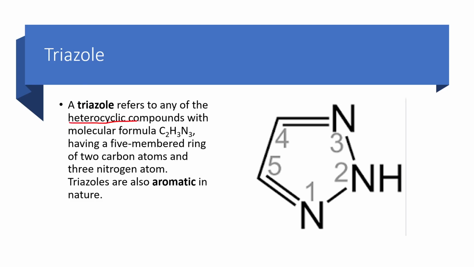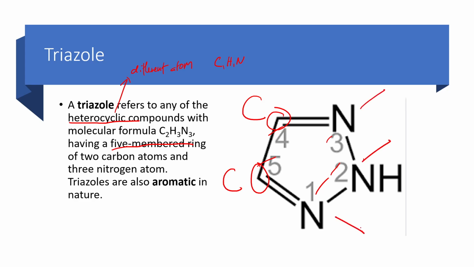It is a heterocyclic compound, so it means it is made out of different atoms, in this case C, H, and N. So it qualifies as a heterocyclic compound. Next, it is made out of 5 members. You can see it's a pentagon-shaped structure: 1, 2, 3, 4, 5. There are 2 carbon atoms and there are 3 nitrogen atoms.